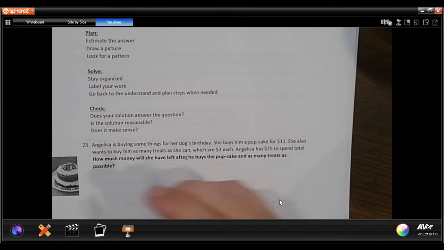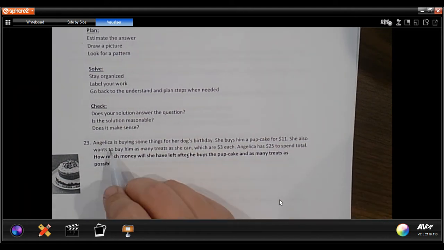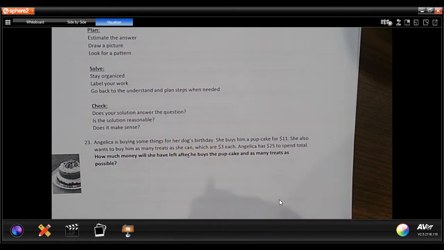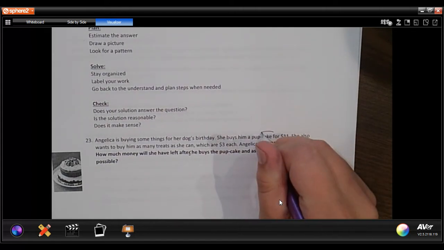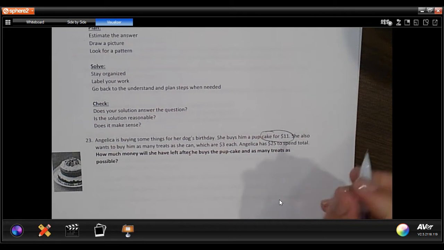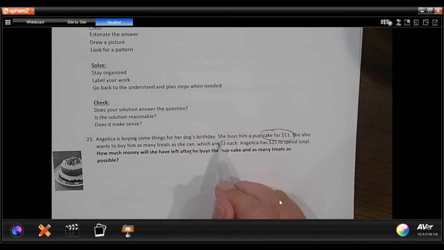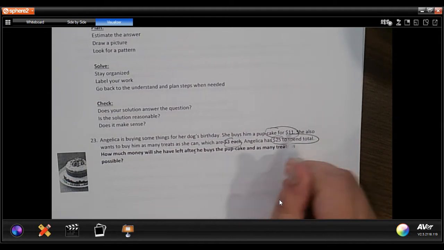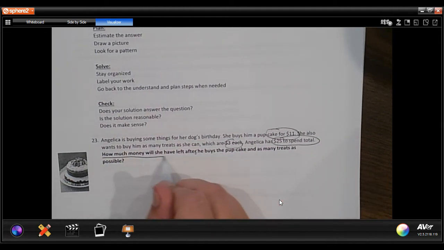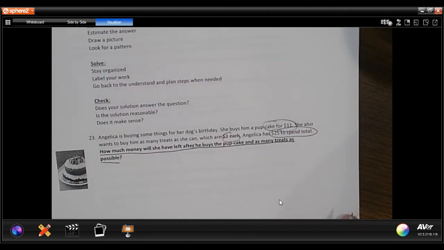So I'm going to go back and reread it and circle, box, and underline important information as I go. Angelica is buying some things for her dog's birthday. She buys him a cupcake for $11. So the cake is $11. She also wants to buy him as many treats as she can, which are $3 each. She has $25 total to spend. How much money will she have left over after she buys the cupcake and as many treats as possible?